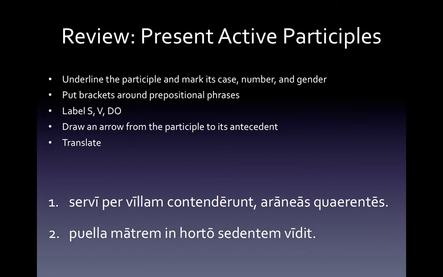Quick review. Copy down these two sentences. Underline the participle and mark its case, number, and gender. Make sure you put brackets around the prepositional phrases. Label all subjects, verbs, and direct objects. Draw an arrow from the participle to its antecedent, and then translate the sentence. So go ahead and pause the video and do that for these two sentences.